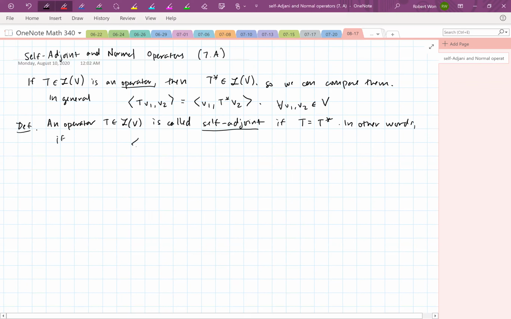In other words, I'm going to stick with the notation in the notes. To be self-adjoint means that you can, in some sense, push the T to the other slot of an inner product anytime you take an inner product. Because this is the property that the adjoint enjoys. So if T is its own adjoint, then it enjoys the same property.